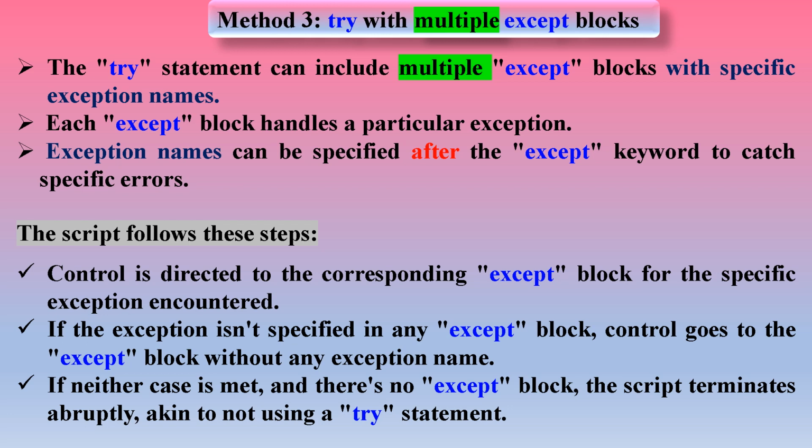Try with multiple except blocks. At the occurrence of an exception, the script follows these steps. Control is directed to the corresponding except block for the specific exception encountered. If the exception isn't specified in any except block, control goes to the except block without any exception name. If neither case is met, and there's no except block, the script terminates abruptly, akin to not using a try statement.